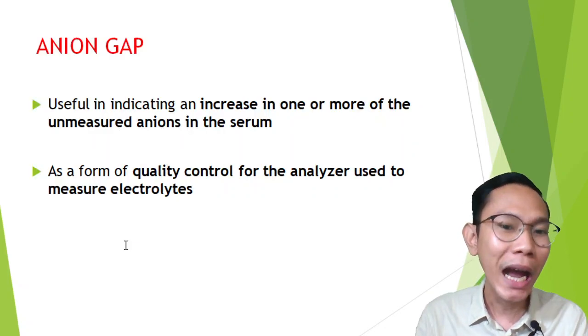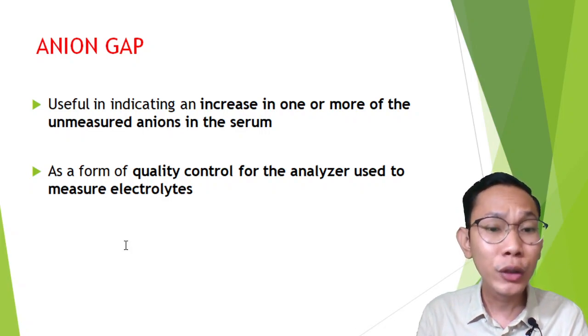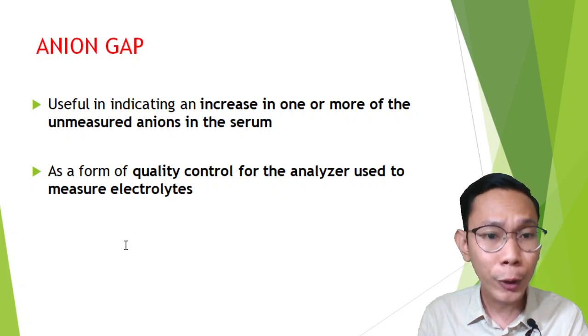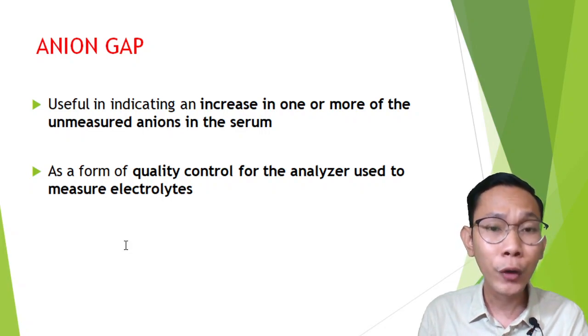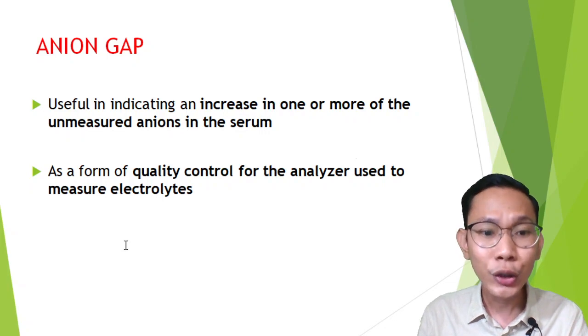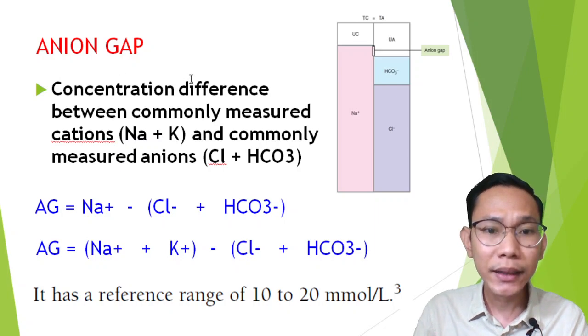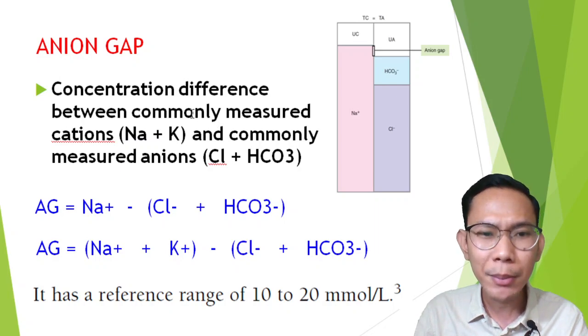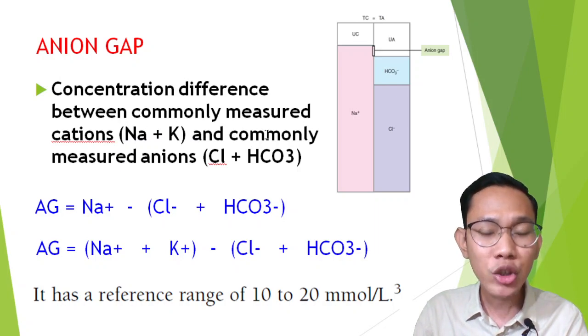So, Doc, ano po ba yung anion gap? So, yung anion gap is a very useful tool for us in indicating an increase in one or more of your unmeasured anions in the serum. It's also essential for quality control of your analyzer used to measure your electrolytes. So your anion gap is basically the concentration difference between commonly measured cations and anions. So commonly measured cations, ano yung commonly measured cations natin? We have your sodium and your potassium, and also your commonly measured anions, we have your chloride and your bicarbonate.